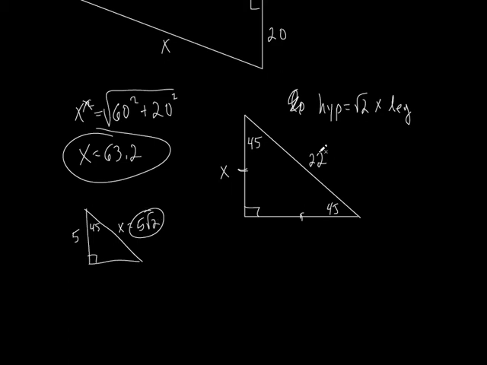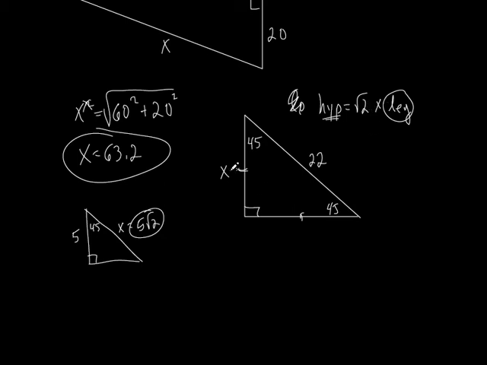But this is a little different. This time they tell you the hypotenuse, and you have to find the leg. Well, how do I find the leg? I don't multiply it by the square root of 2 because I don't know what it is, do I? I've got to get rid of the square root of 2. How do I get rid of it?